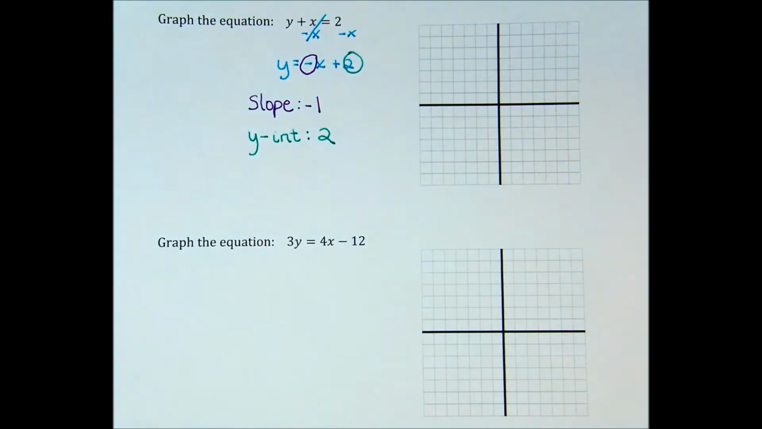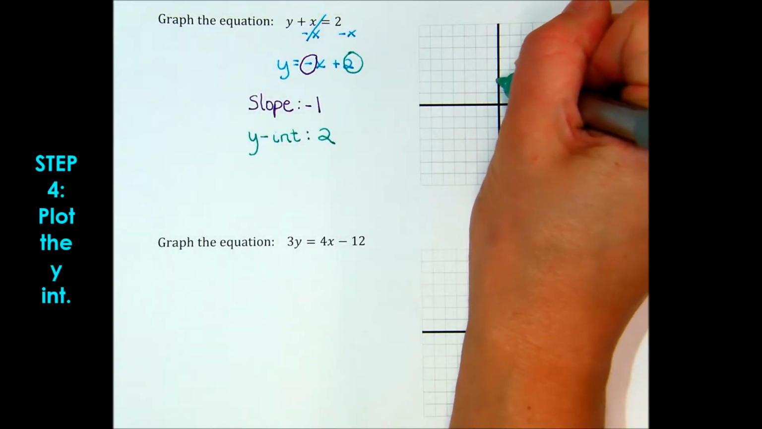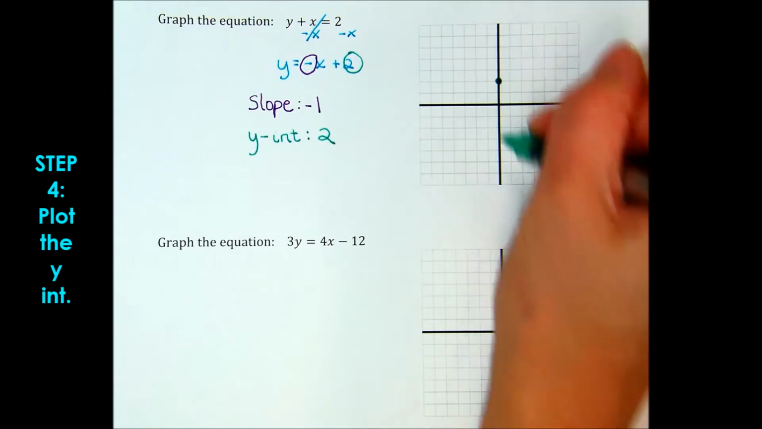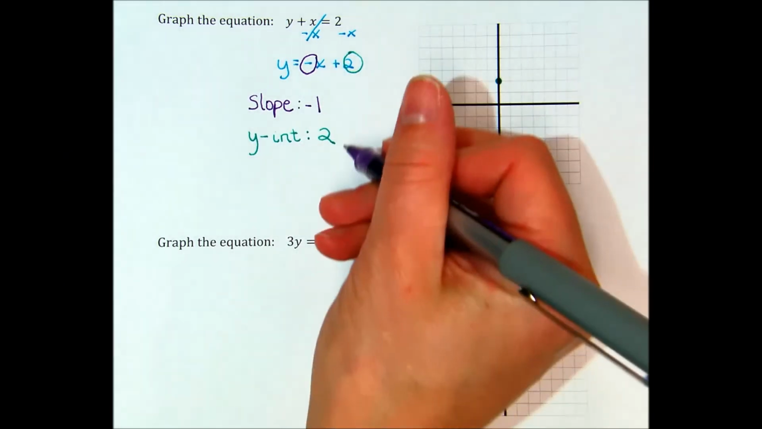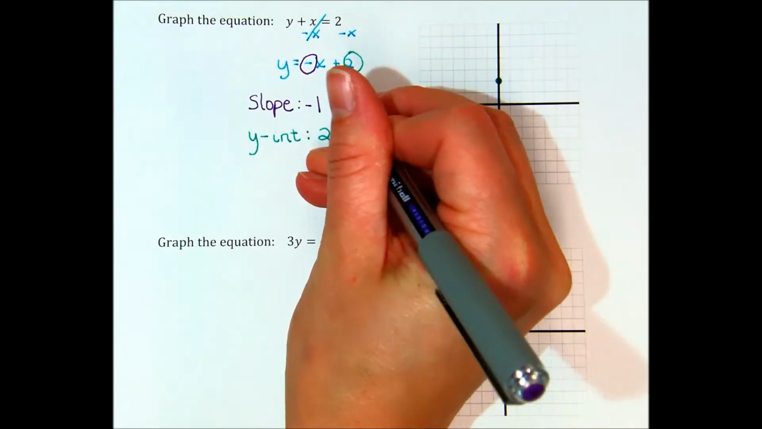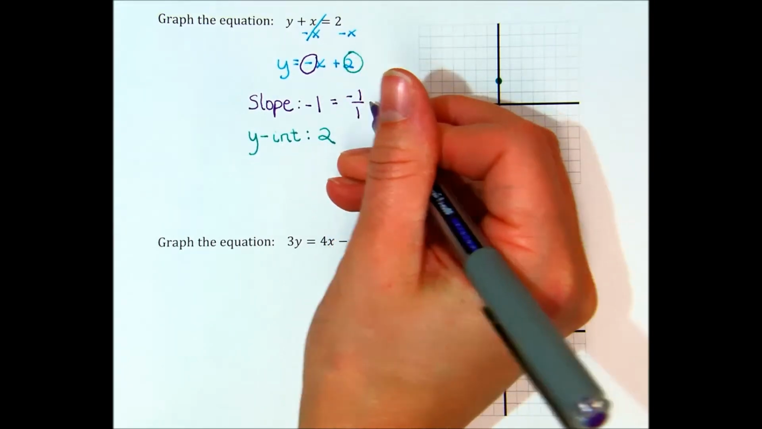Once this information has been identified, you can then begin graphing your linear equation. And you start off by plotting your y-intercept at positive 2. Once you've plotted your y-intercept, you then look to your slope. Negative 1, written as a fraction, is negative 1 over 1.